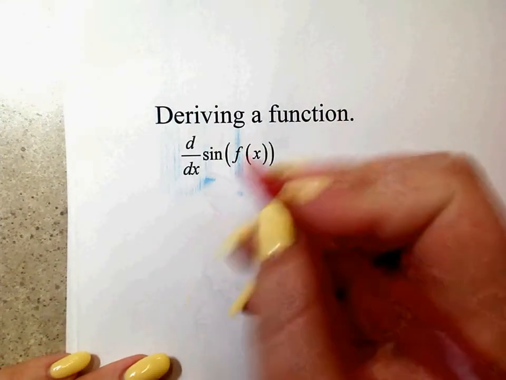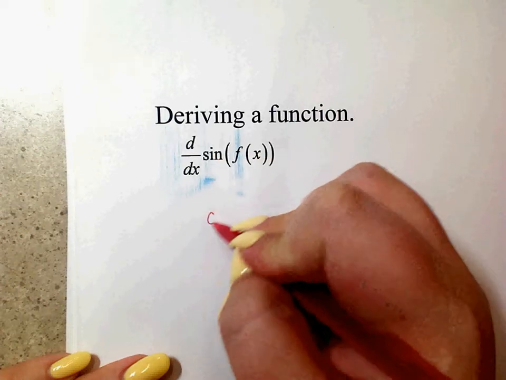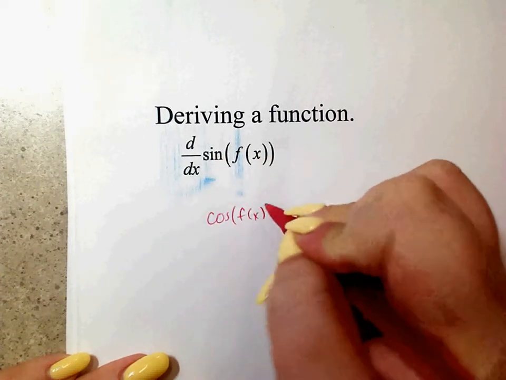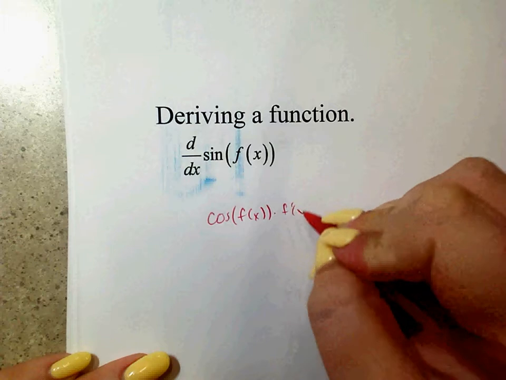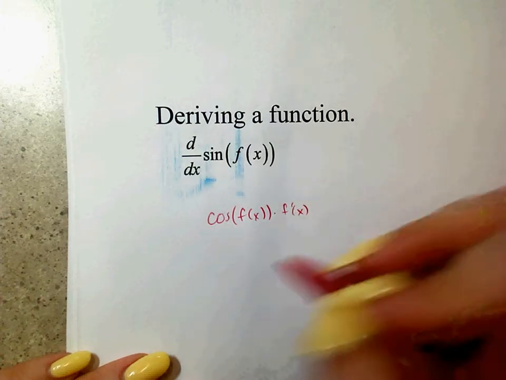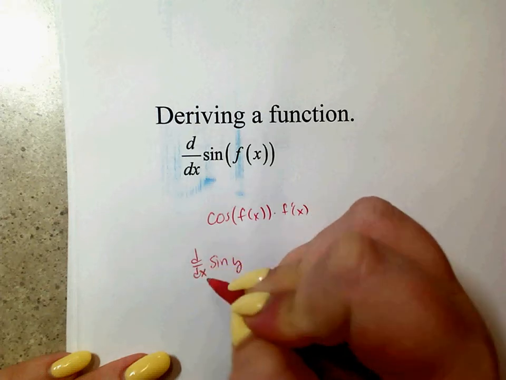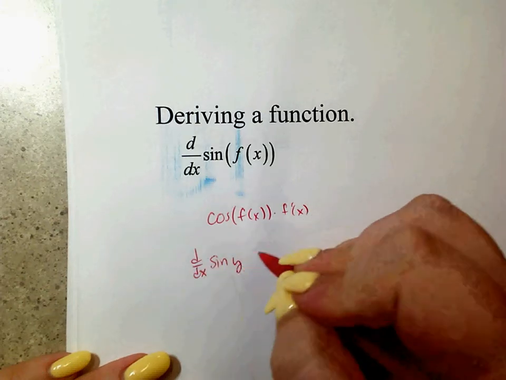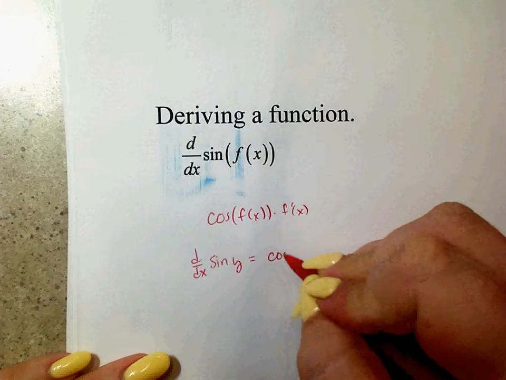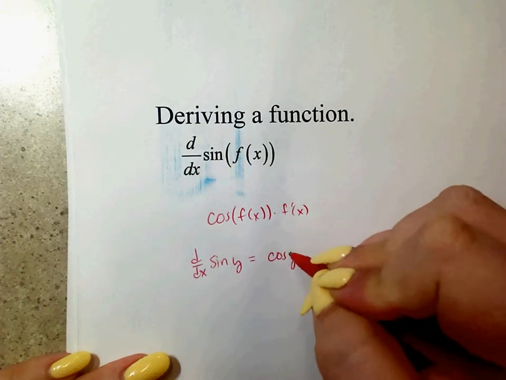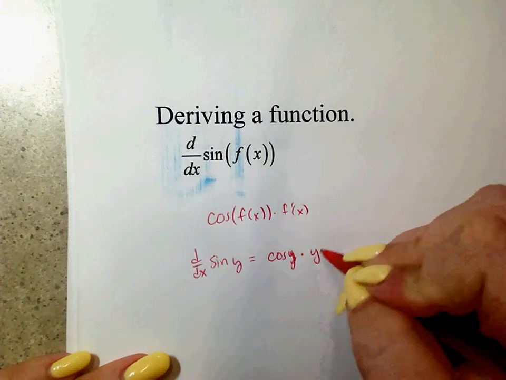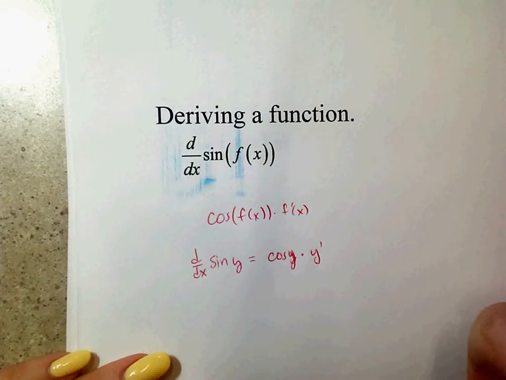So this is chain rule. The derivative of the outer function sine is cosine. Leave the interior function alone, but then multiply by the derivative of the interior function, right? Well, f of x is just another way of saying y. So if I ask you to find the derivative with respect to x of sine of y, which is a function of x, then that's cosine of the interior y, leave it alone, but then times by the derivative of the interior, y prime. Okay?